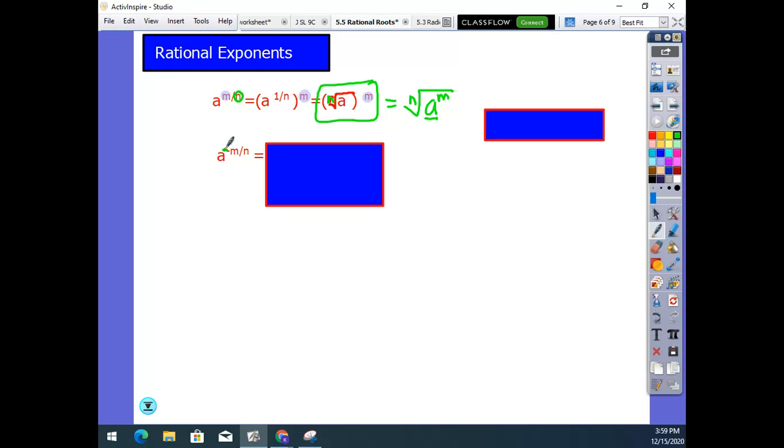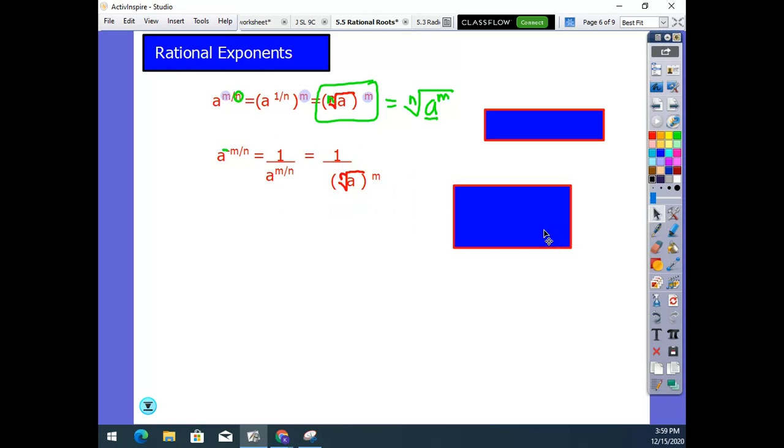Now, what if it has both a fraction and it's negative? What is it when it's negative? What does that mean we do? You move it to the denominator. So I take the whole thing, move it to the denominator, make it positive, and then rewrite it as the nth root of a to the m power.